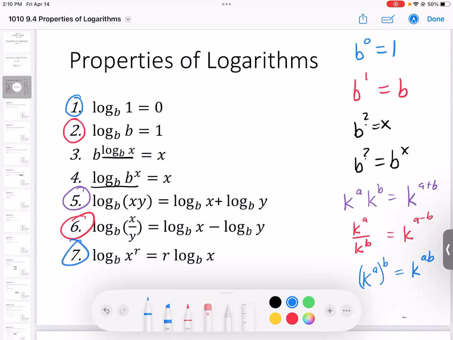Okay, and again, you don't necessarily have to know where all of these come from. You just need to know all of these. So if you want to take a picture or a screenshot or write them down in your notes or something, you can go ahead and do that. And I have them on the next few slides as well. So if you're writing them down, I'll have them on the next few.